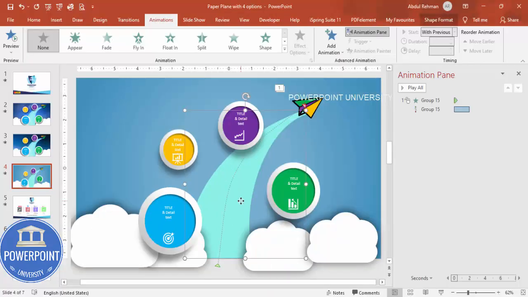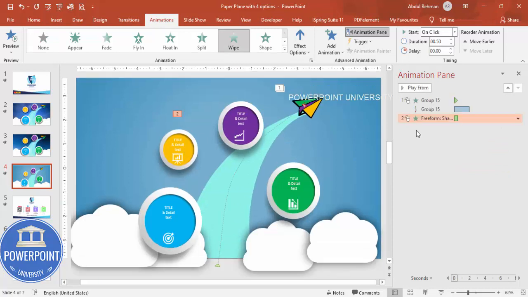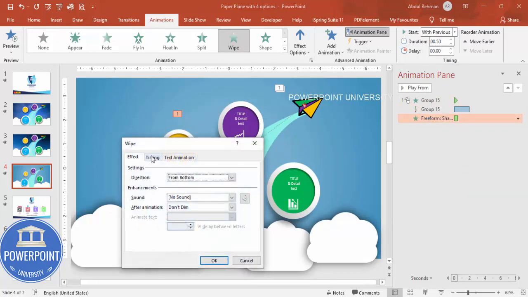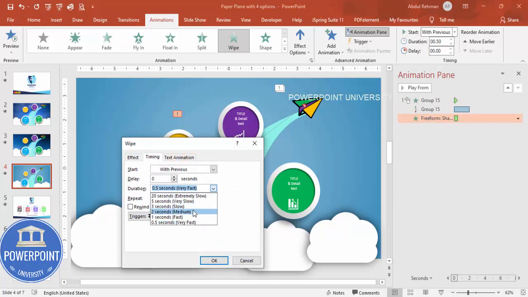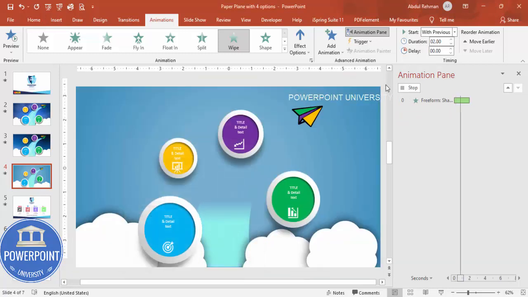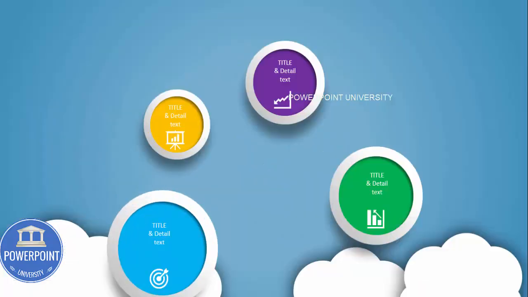Now this particular, the smoke or the trailing effect, for that you can add the wipe animation. This should happen with previous, and make sure that the timing is medium set for this. Click OK, and if I play, it comes like this.